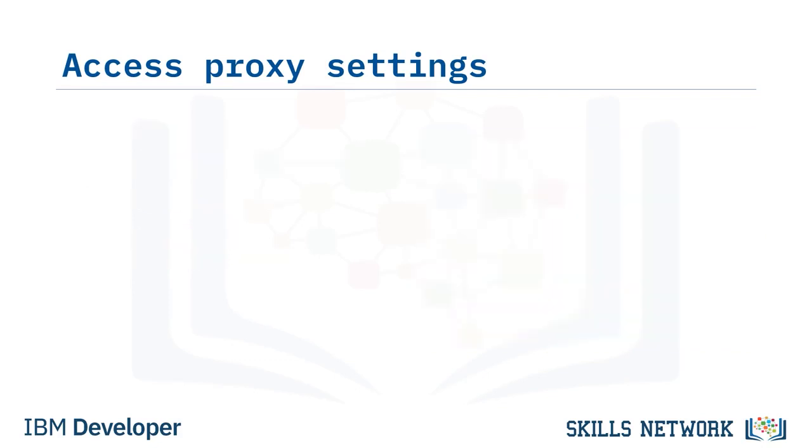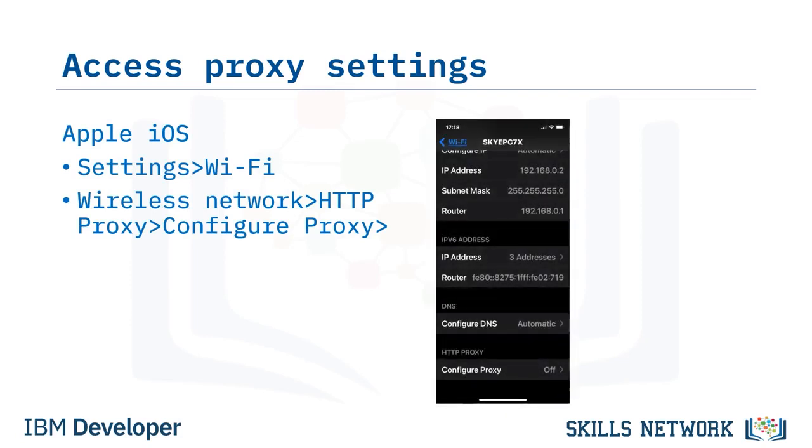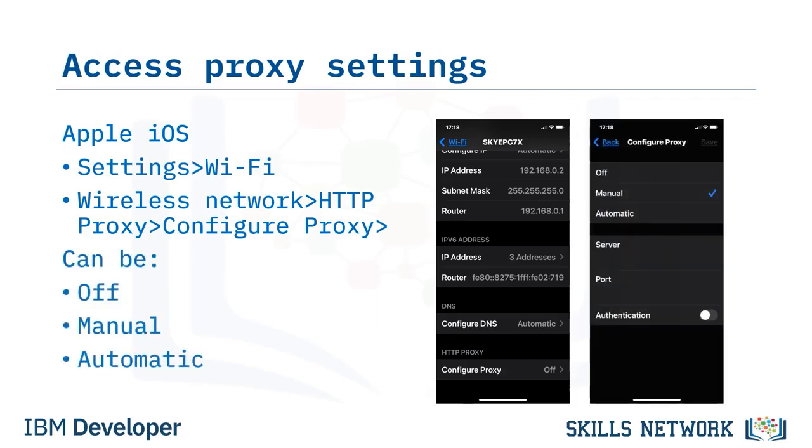Other devices, such as tablets and mobile phones, also allow you to configure proxy settings. For example, on an iOS device, such as an Apple iPhone or iPad, you open Settings, then navigate to Wi-Fi and select the name of your wireless network. Then scroll down to the HTTP proxy section and select Configure Proxy. And just like for other web browsers, you can choose between Off, Manual, and Automatic for your proxy server settings.